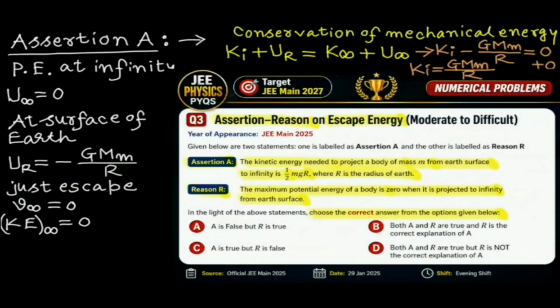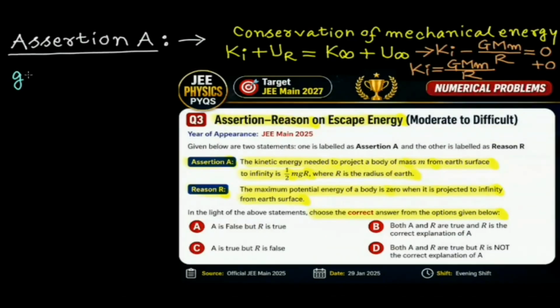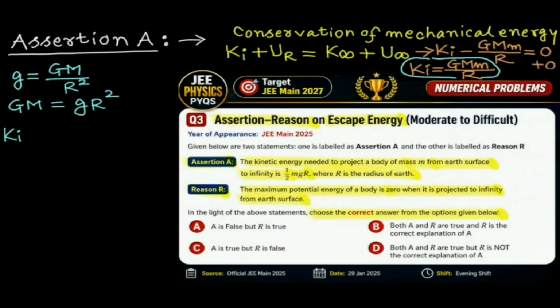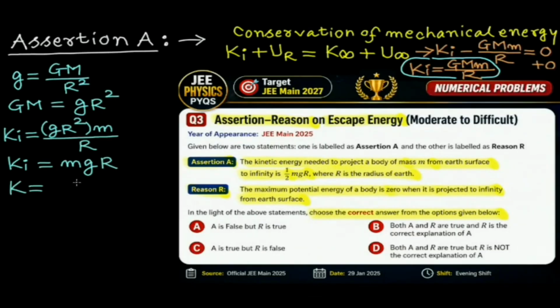Now we know that acceleration due to gravity g equals GM upon r square. Therefore, GM will be gr square. Substitute this into the previous equation, this one, we will get K_i equals gr square into m upon r. So, K_i will be mgr. But the assertion says K equals half mgr. These are not the same. Therefore, assertion A is false.